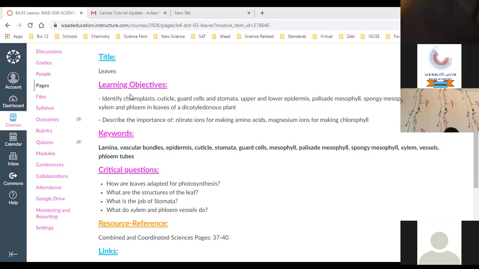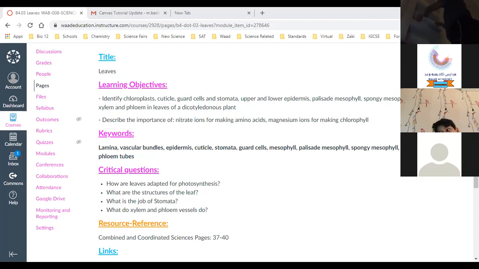Learning objectives: to identify chloroplast, cuticle, guard cells and stomata, upper and lower epidermis, palisade mesophyll, spongy mesophyll, vascular bundles, xylem and phloem in leaves of a dicotyledonous plant. All right, let's check these terms again.